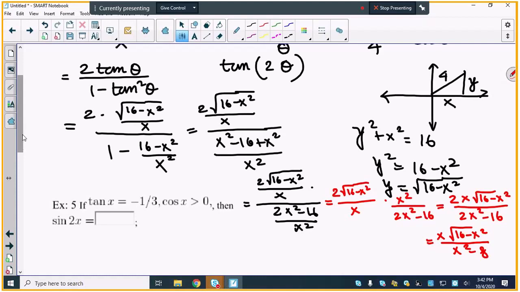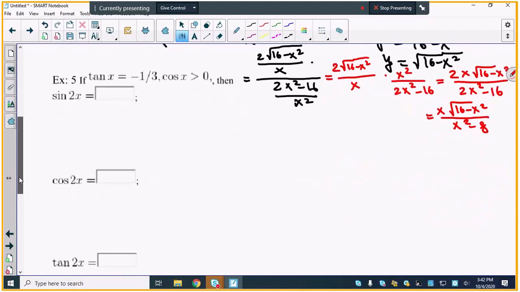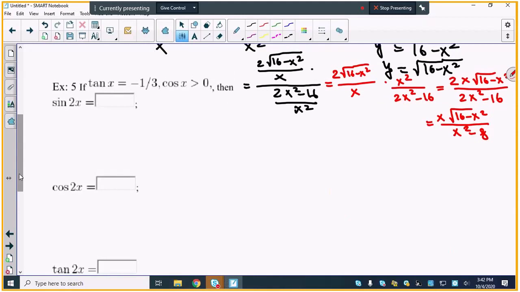So we'll do a similar problem. This time tangent x is negative 1/3, cosine x is greater than 0. I want to know the double angle formulas. So 2 things, tangent negative, cosine positive must be in 4th quadrant. So you are here, draw the quick right angle triangle. Tangent is opposite, so that should be negative 1. And hypotenuse over adjacent, which is 3.